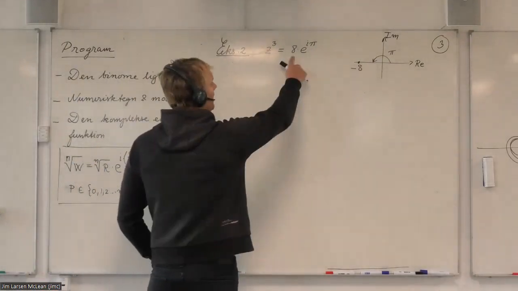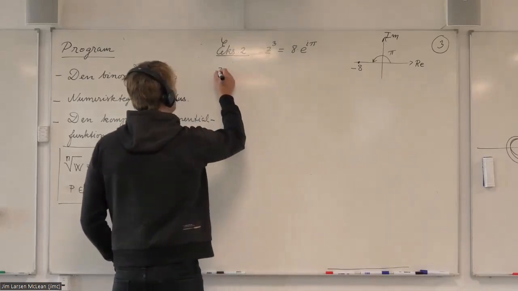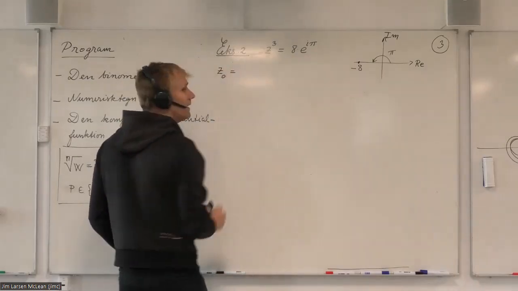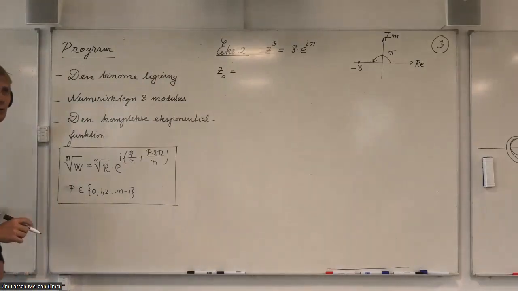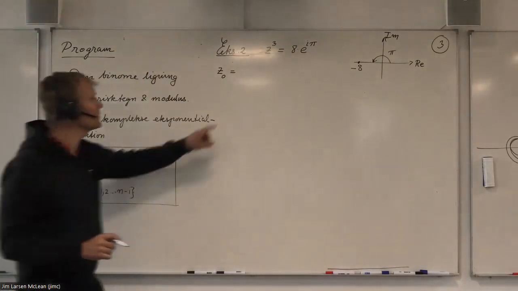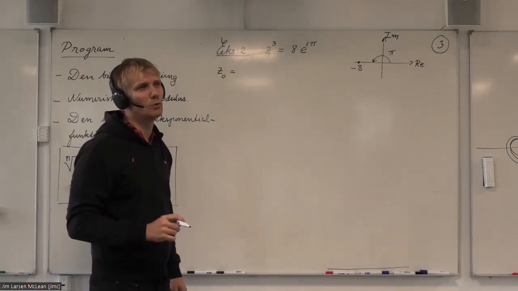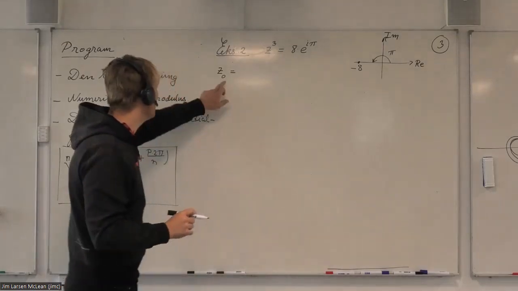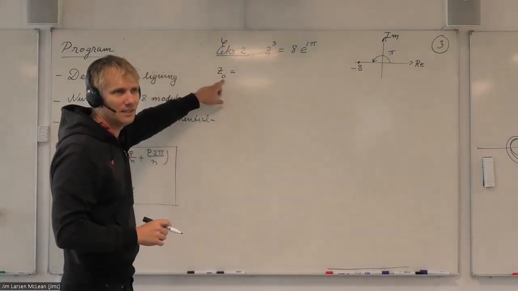So let's find the first root, z0. That's the one that corresponds to when I set p equal to 0. That's why I call it z0. So it's a bit illogical that the first one is called z0, but it is. It might be called z1, but it corresponds to the whole number value 0 for p. That's why it's called z0.